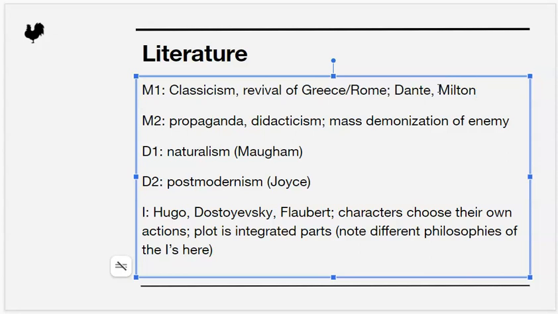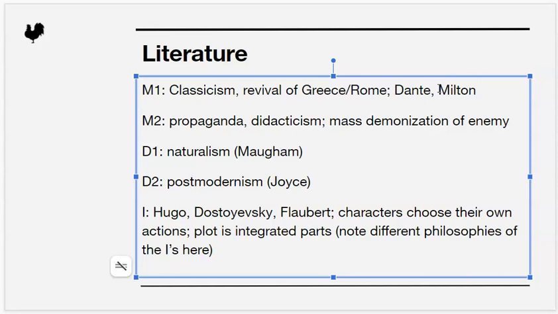And postmodernism would be something like Joyce. A deconstruction of what literature is. That's what Joyce is doing. And my approach would be something like Hugo, Dostoevsky, Flaubert, I would say. Characters choose their own actions, and a plot is a series of integrated parts. So it's not just one scene, then the next scene, then the next scene. Here's what happened, which is more what M3 is. I mean, M3's not totally like that. But it's look at all these different scenes, look at how characters' choices affect these scenes, look at how these different parts of the story build on top of each other.